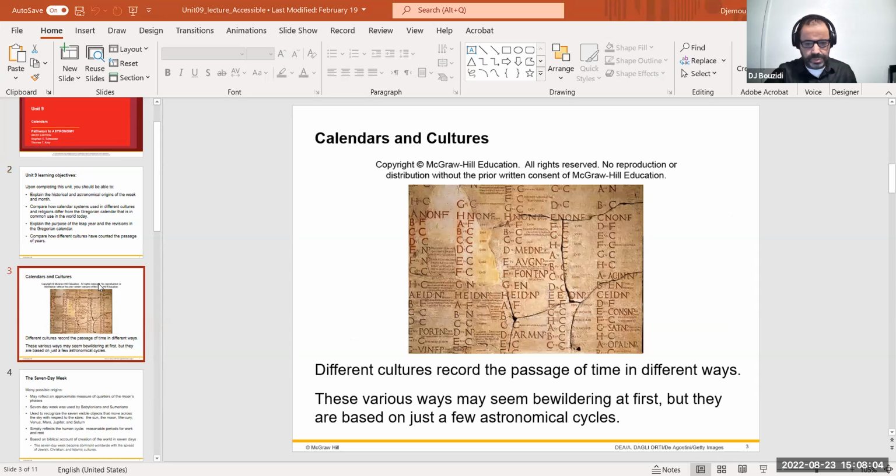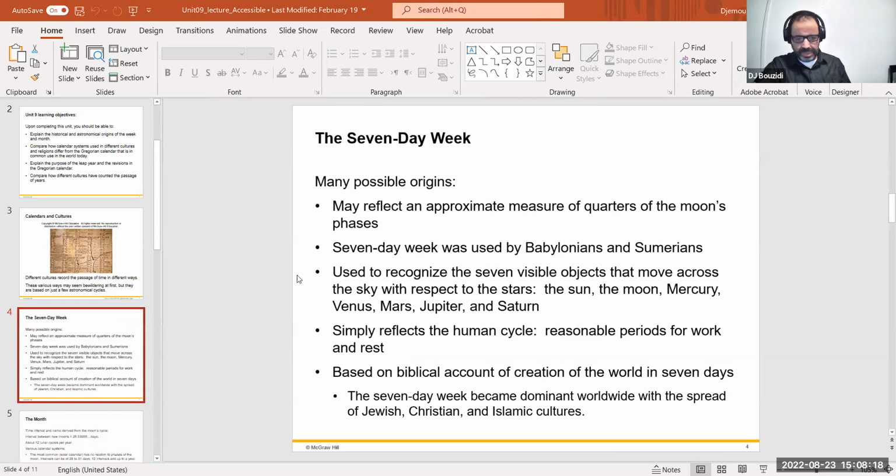I think we introduced and discussed the entire chapter in the introduction and the objectives. Again, we mentioned the fact that different cultures have recorded time differently, and you have some of the samples here. I mentioned that this reflects the approximate measure of a quarter of a month. So that is probably the reason why we have 7 days. 7 days was actually used by the Babylonians and Sumerians.